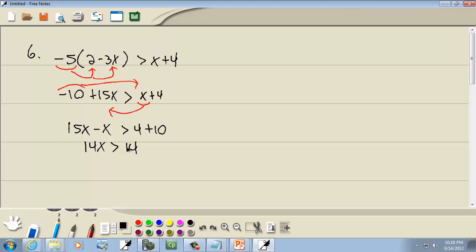Well, last step. Divide both sides by the number in front of your x. So we're going to divide both sides by 14. And those 14s cancel. And we get x is greater than 1. 14 divided by 14 is 1.